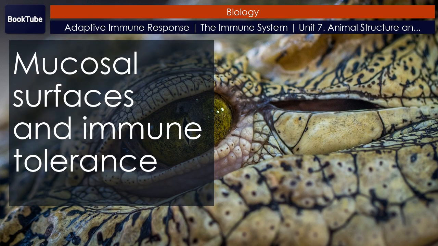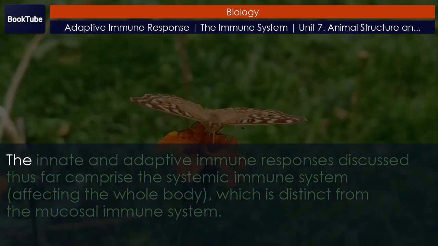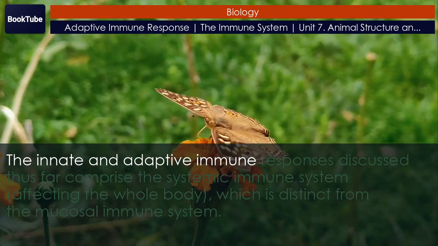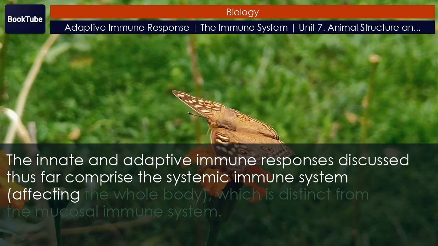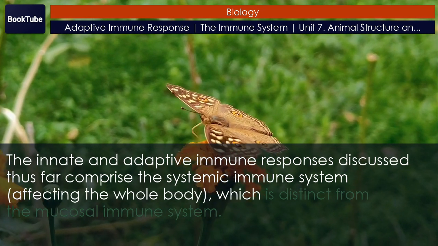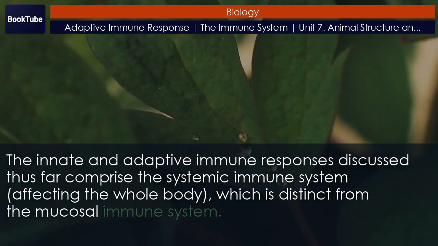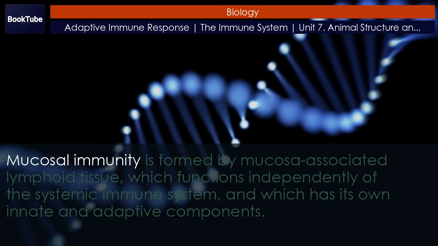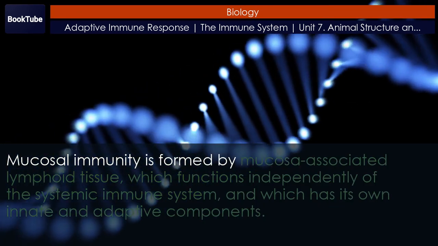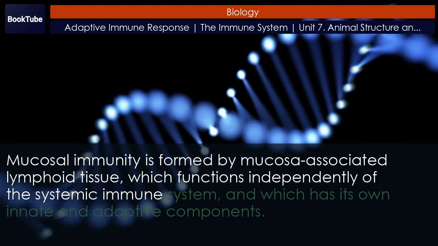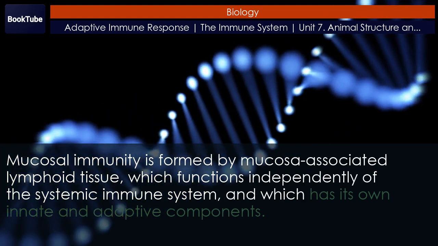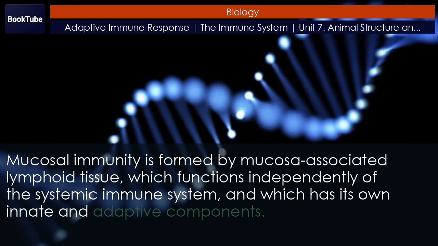Mucosal surfaces and immune tolerance. The innate and adaptive immune responses discussed thus far comprise the systemic immune system, affecting the whole body, which is distinct from the mucosal immune system. Mucosal immunity is formed by mucosa-associated lymphoid tissue, which functions independently of the systemic immune system, and which has its own innate and adaptive components.